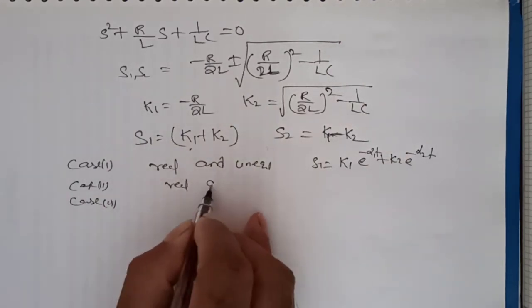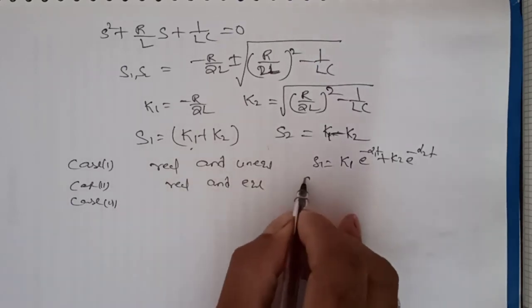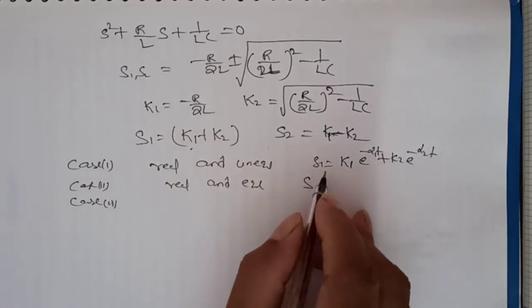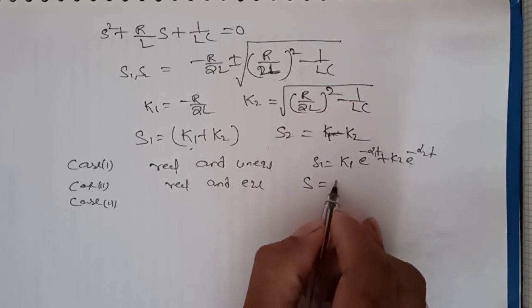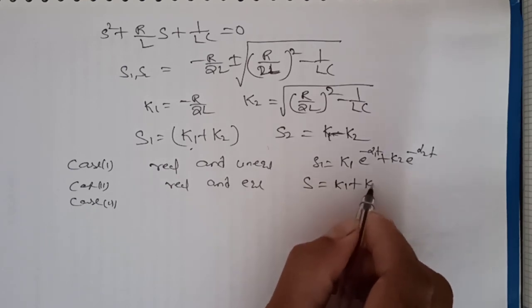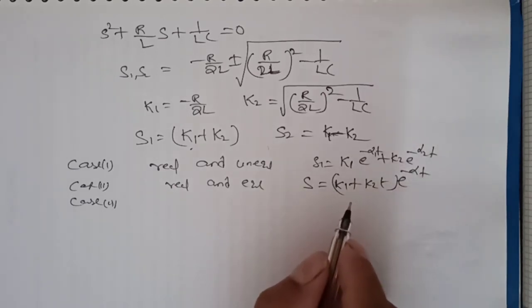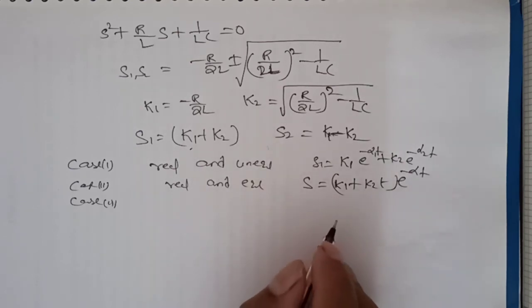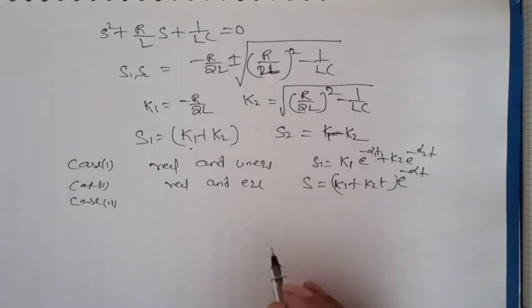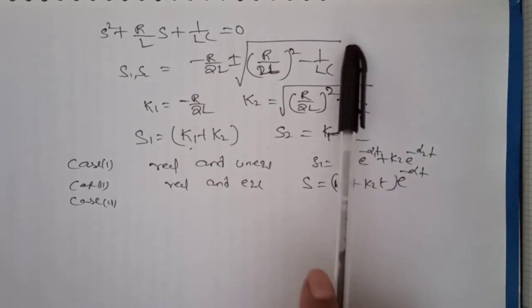If the roots are real and equal, we know that s1 and s2 become s, and the solution is k1 plus k2 into t into e power minus alpha t. If the roots are complex conjugate terms, we will get sine and cos terms in the mathematical equation. So this is the way one can get the transient response of a series RLC circuit for AC excitation.